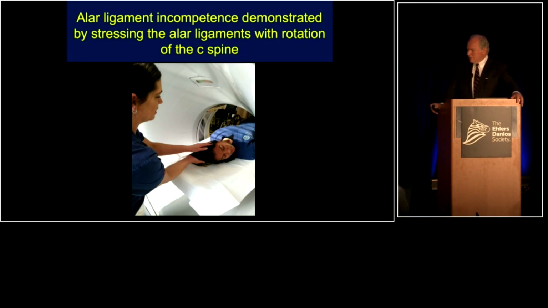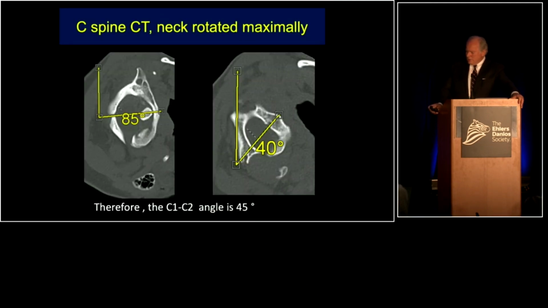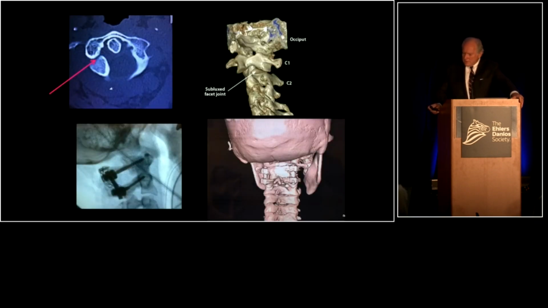We make the diagnosis by stressing the alar ligament in a CT scanner, tilting the head to the right and left. And then here you see on the left is the C1 rotated to the side 85 degrees, and the C2 is rotated 40 degrees, so the difference between them is 45 degrees, and that's very unstable. So on the upper left, you see a joint almost dislocated. Upper right, you see a 3D CT showing very little coverage of that facet joint, and then the fusion below, which is the treatment.